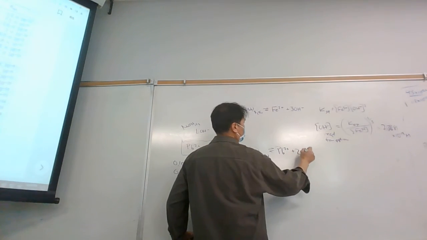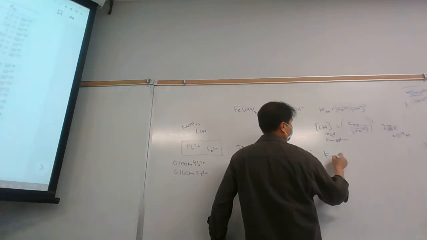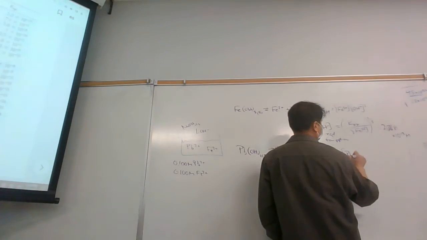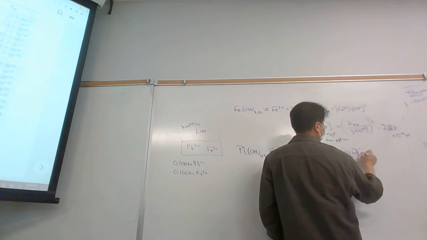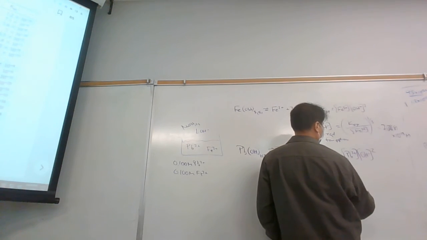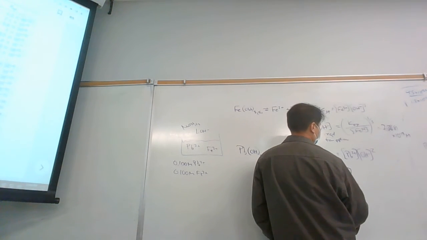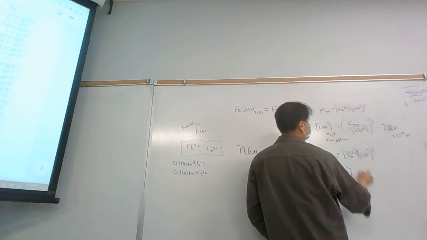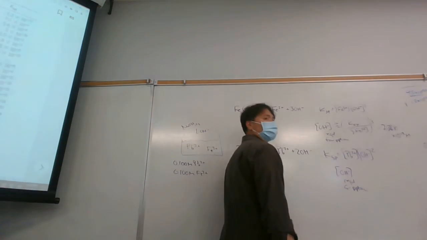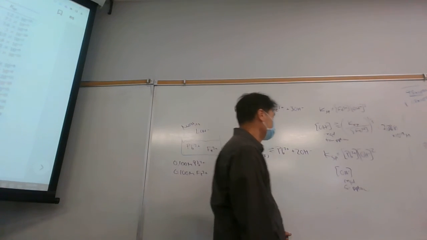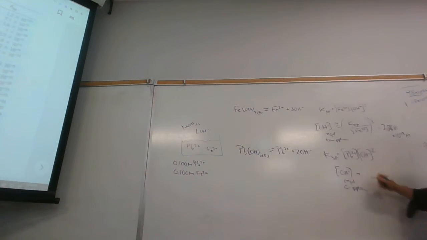Two hydroxides. And the Ksp is going to be the concentration of Pb2+ times the hydroxide concentration squared. The concentration of hydroxide required for precipitation has to be greater than this. So here it's going to equal the Ksp divided by the concentration of Pb2+, and then the square root.